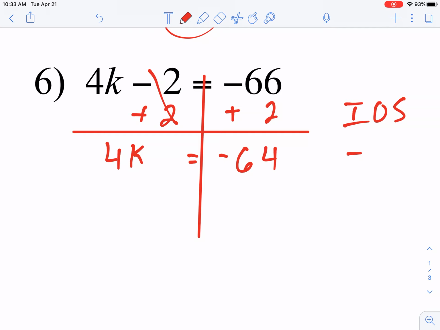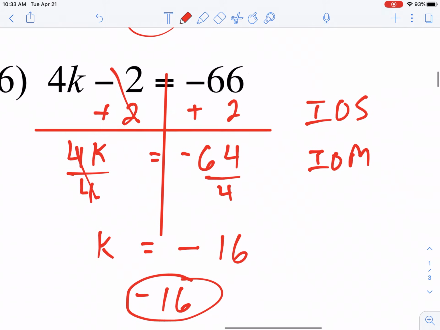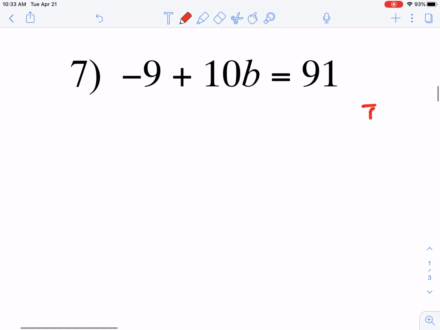The last step is to do the inverse of multiplication, which means that we're going to divide both sides by 4. K drops down. These cancel out. Equal sign drops down. -64 divided by a +4 is going to be a negative number. And then 64 divided by 4 is 16. Again, you're more than welcome to use Desmos to check that, but the only thing you would answer into Canvas is -16.